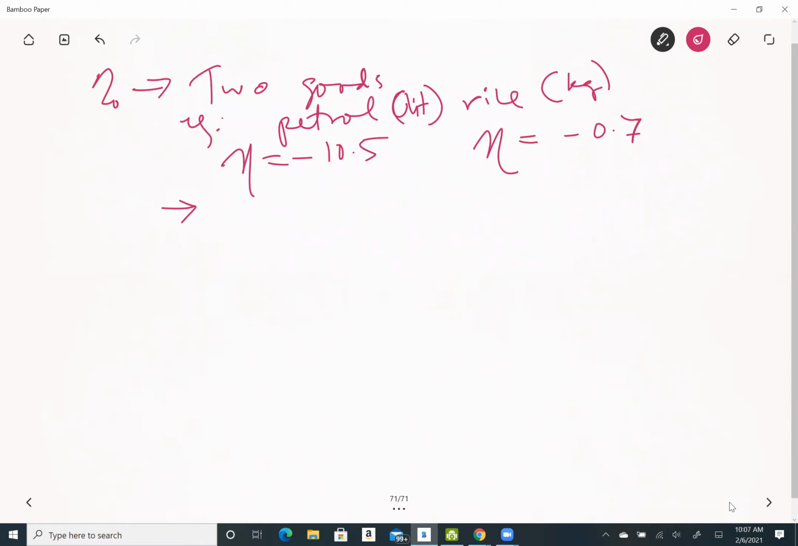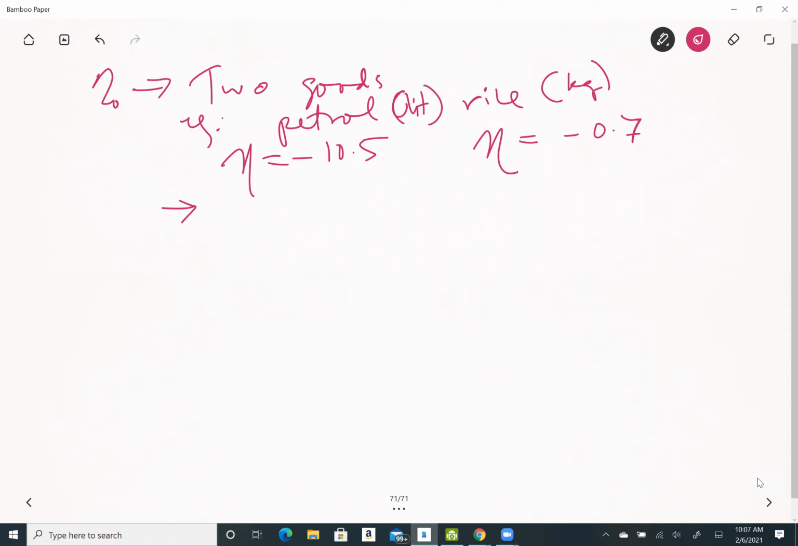How do you describe the price elasticity of demand for the petrol? Hurry up, I already described a few times. If the price increases by 1%, the quantity demanded for petrol decreases by 10.5%.